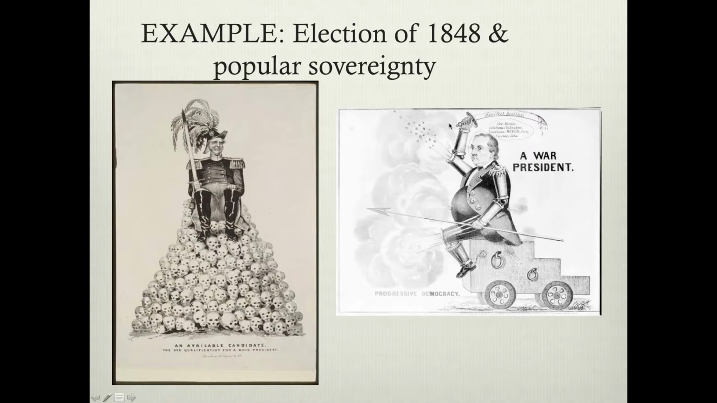And this is Lewis Cass, also a war general. He's nominated by the Democrats. So both the Whigs and the Democrats nominate generals to run in their election.